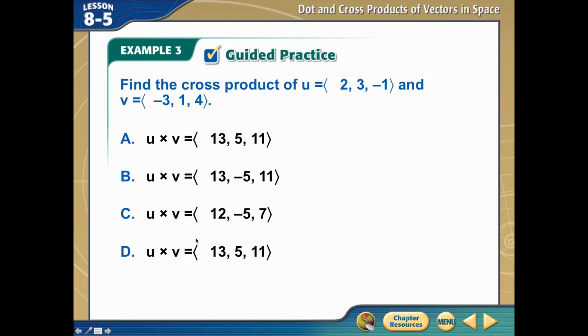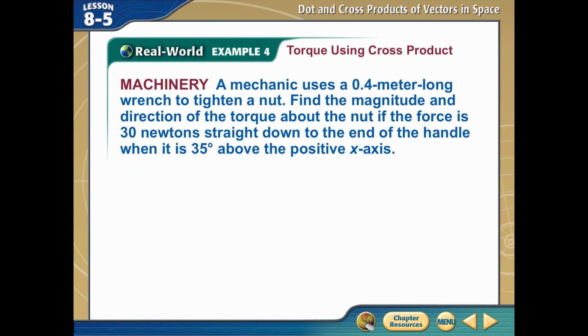Okay, now I'm going to let you find the cross product here. Go ahead and pause the video. I'll give you the answer in 3, 2, 1. Okay, there's your cross product. And again, you have to set up the 3 by 3 matrix, break it down into 3 2 by 2 matrices, do the multiplication, and you're off to the races.